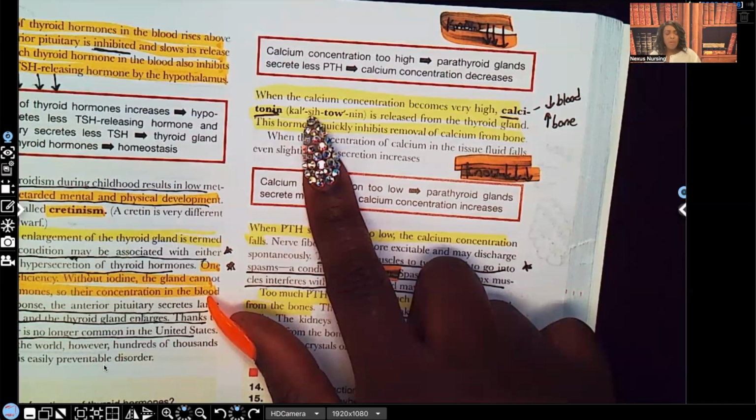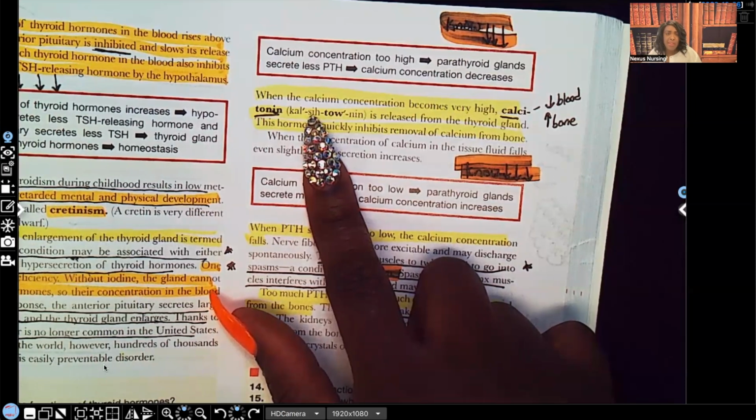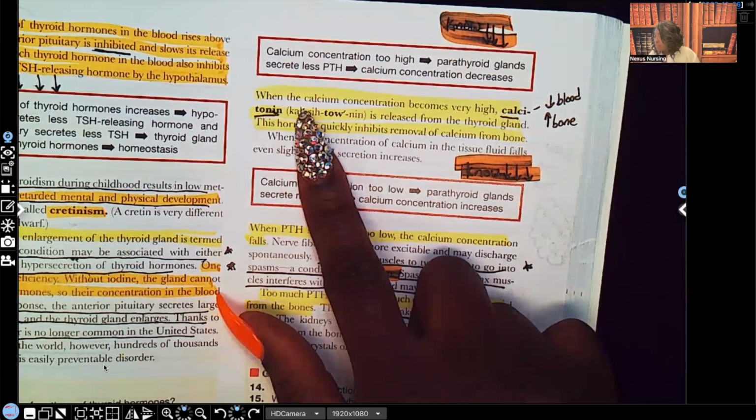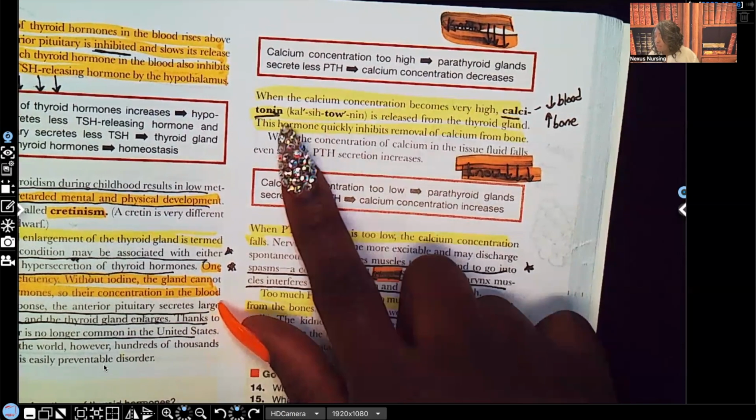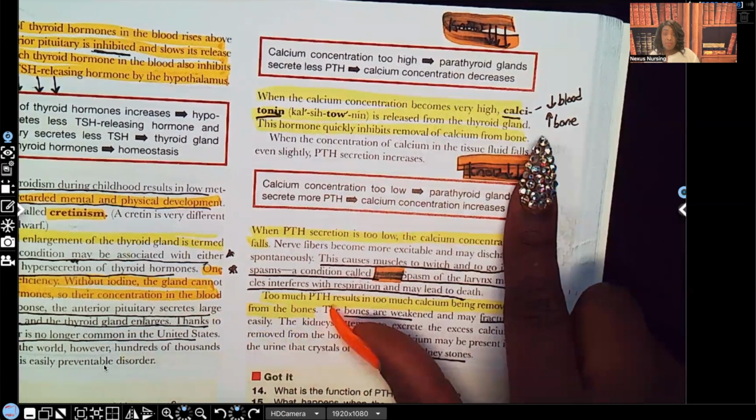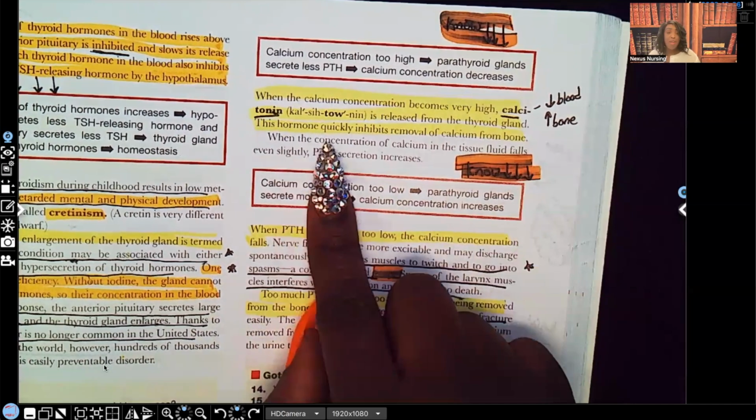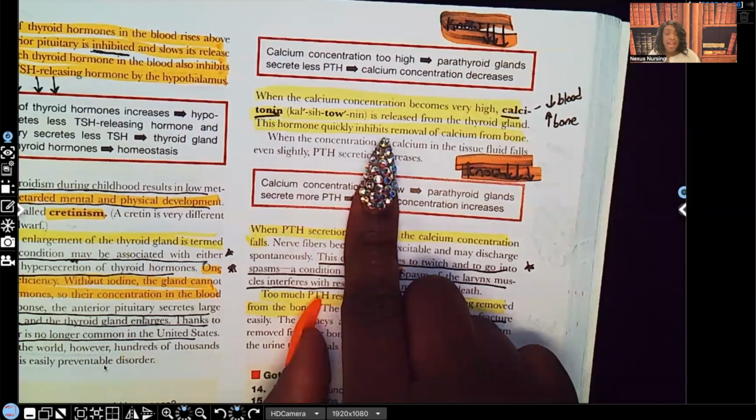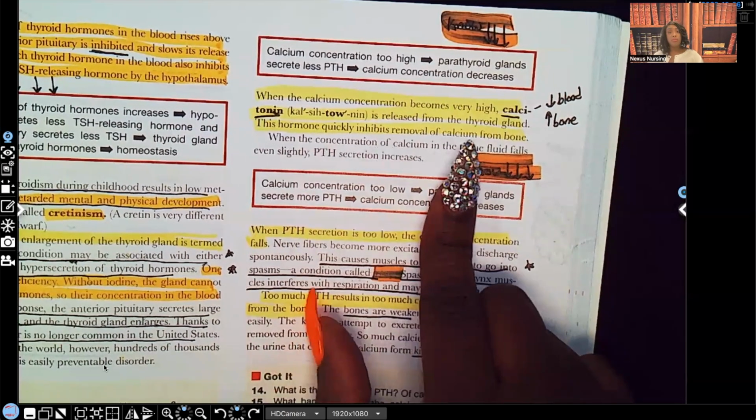All right. Well, if calcitonin decreases the amount of calcium that's in the blood, that calcium that was hanging out in the blood, where does it go? Back into the bone. It makes the bone stronger. Right? So let's keep going. It says when the calcium concentration is very high, calcitonin is released from the thyroid gland. And right here I wrote it decreases calcium in the blood and increases calcium in the bone. This hormone quickly inhibits, it quickly stops removal of calcium from the bone.